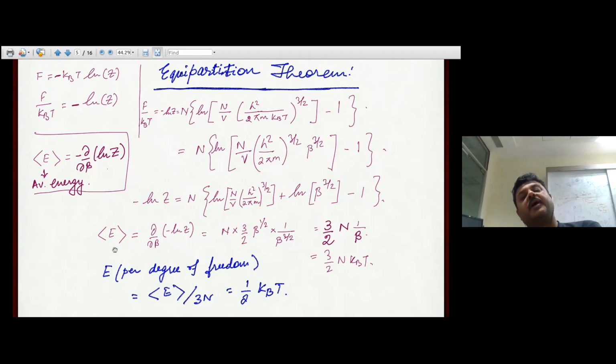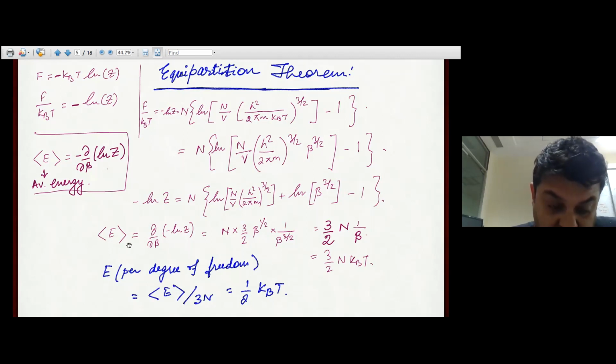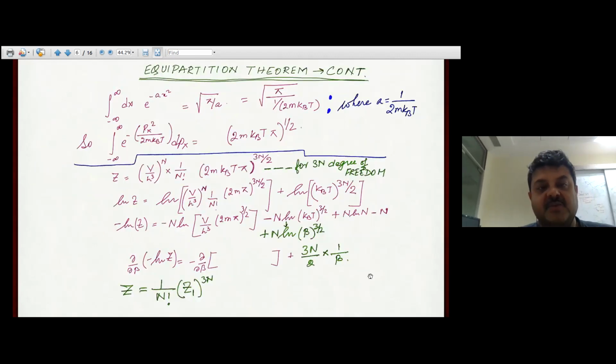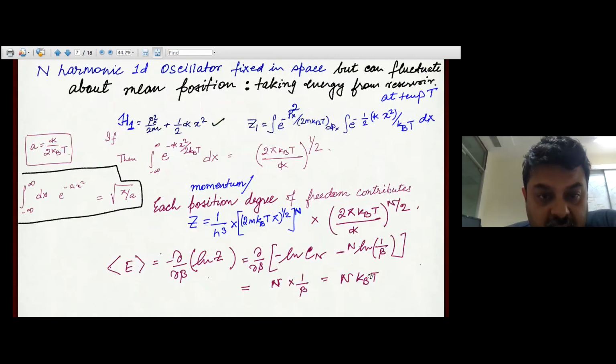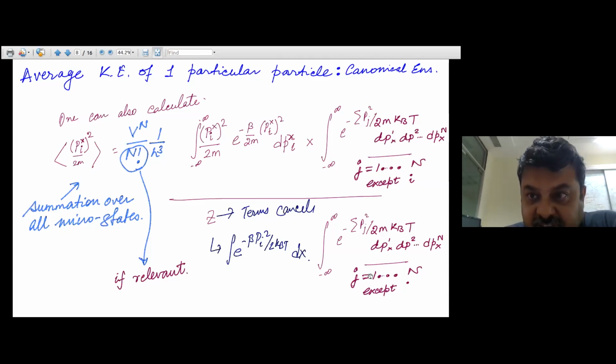And we had shown in the past that the average energy of the system can be written here. If you don't understand this expression, please go back to one of the previous lectures. You can see that the average energy per degree of freedom is half kBT, or the total average is given by 3 by 2 N kBT. Of course, we have to show that each degree of freedom individually also has half kBT, and that's what we shall show in just a couple of slides.